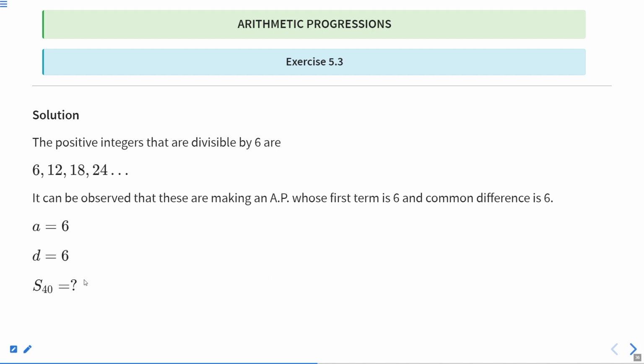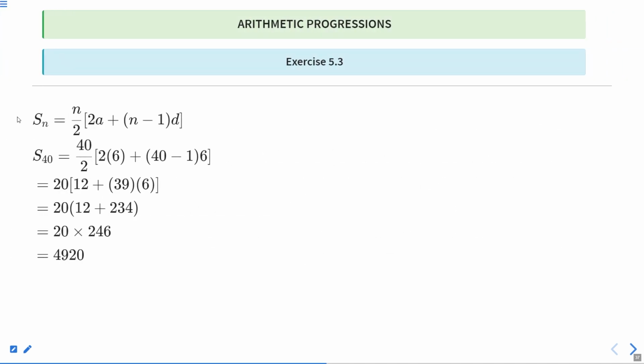Now we have to find the sum of the first 40 terms of the positive integers that are divisible by 6. As we know, the formula is Sn is equal to n by 2 times 2a plus n minus 1 times common difference d. So if we now put the value of n is equal to 40, the value of a is equal to 6, and the common difference d is equal to 6.